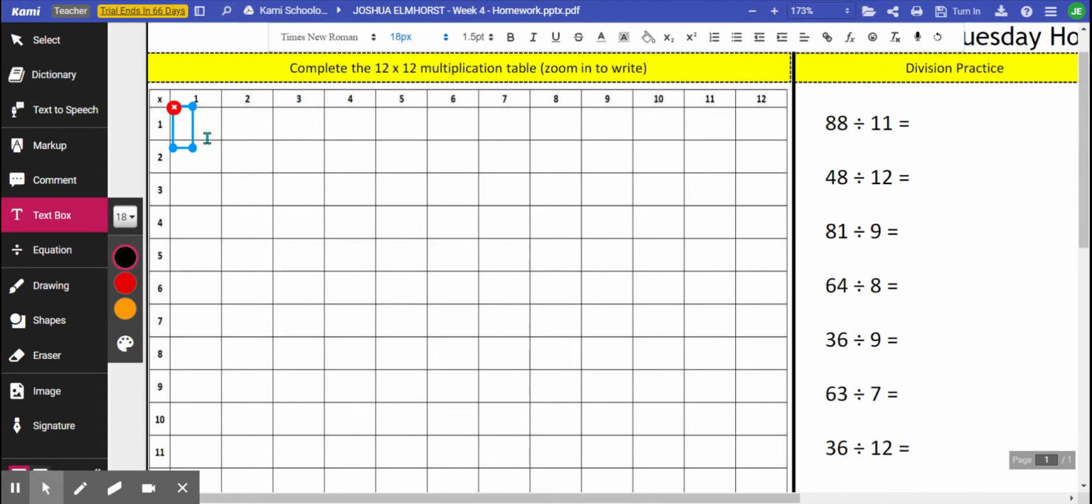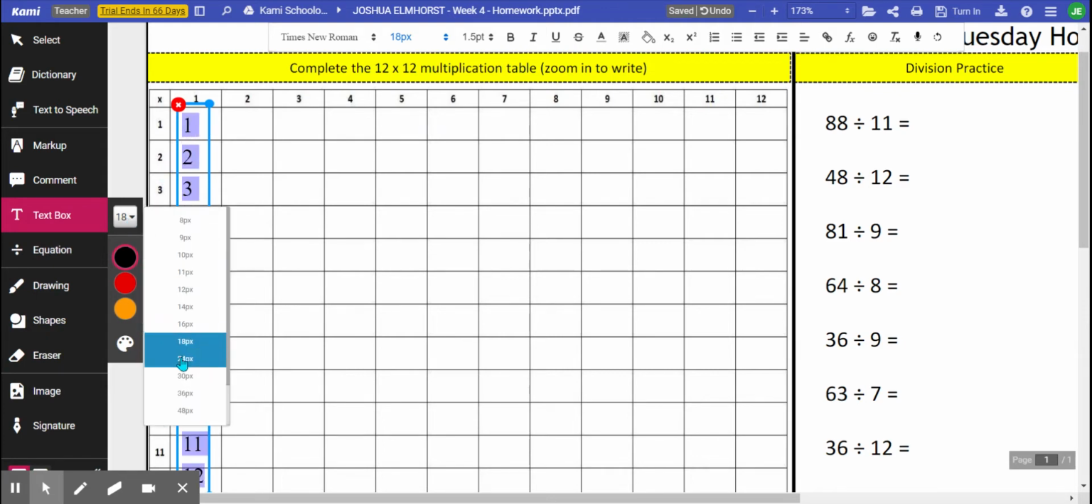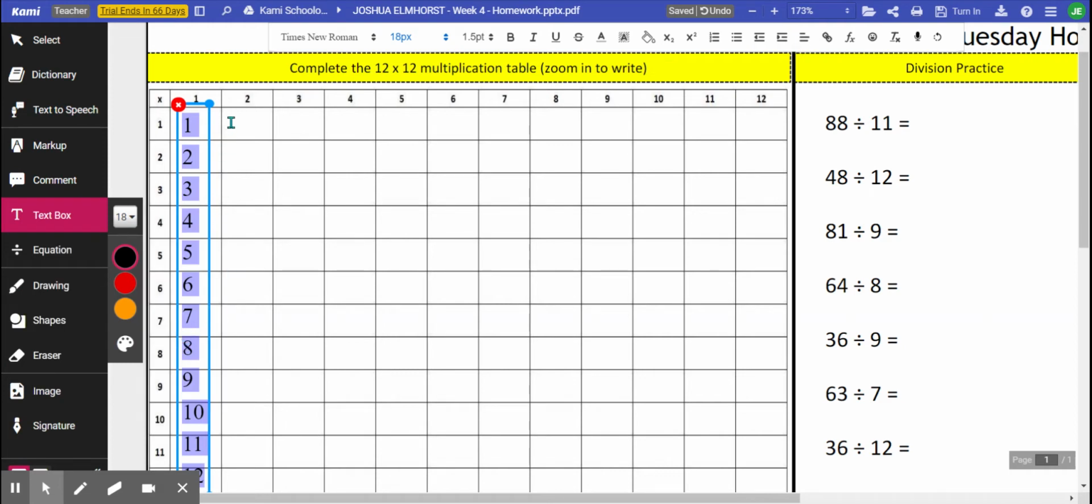So I'm going to move it over just a little bit. 1 times 1 is going to be 1. 1 times 2 is 2. 3, 4. 1 times 5 is 5. So these are all your multiples of 1, and they're going to be going up in order: 1, 2, 3, 4, 5, 6, 9, 10, 11, and 12. Okay, so that's pretty much centered there. We probably could have done 19, let me check, no, yeah, just leave it at 18, that's fine.